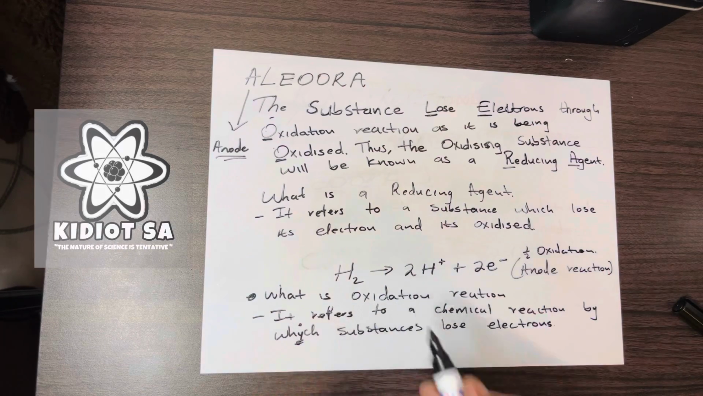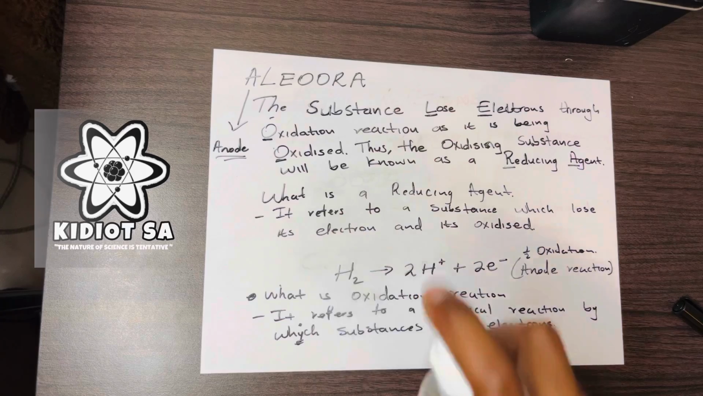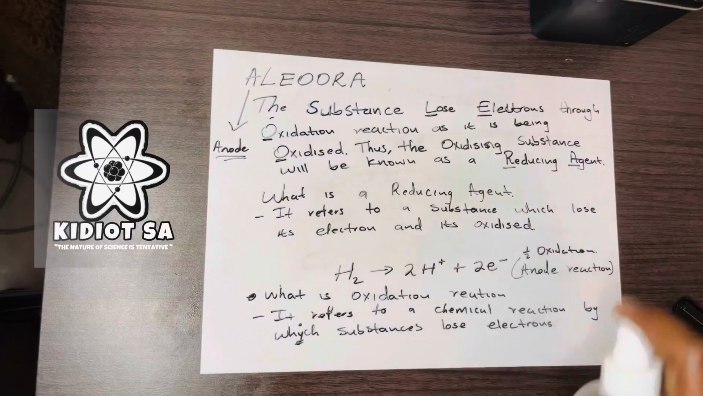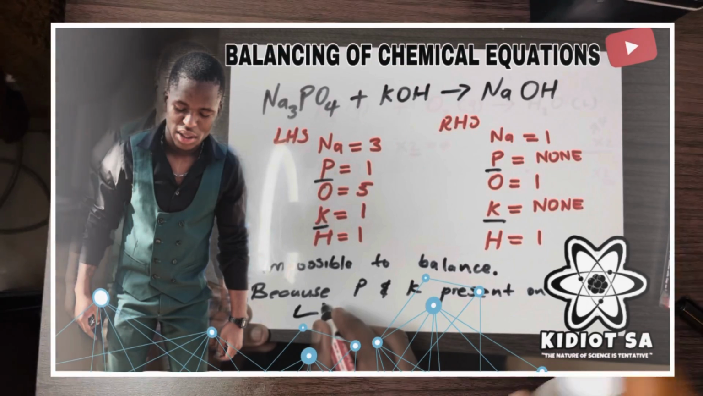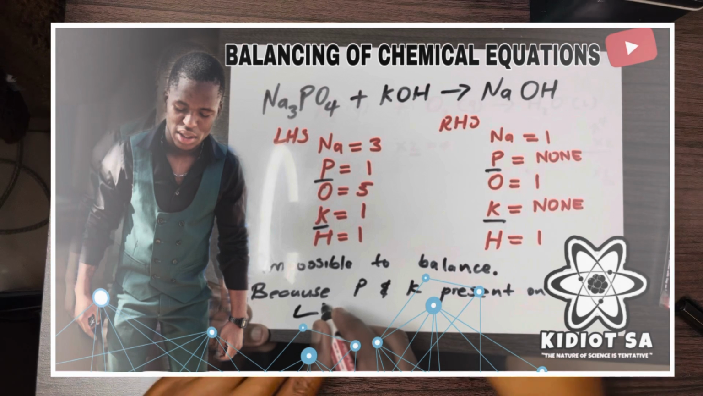So now, if this one occurs alone, it's just oxidation, it's not a redox reaction. For it to be a redox reaction, the reduction must occur at the same time. So I'll quickly highlight the issue of reduction.